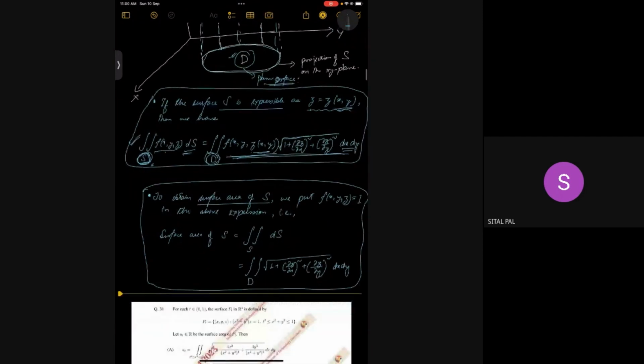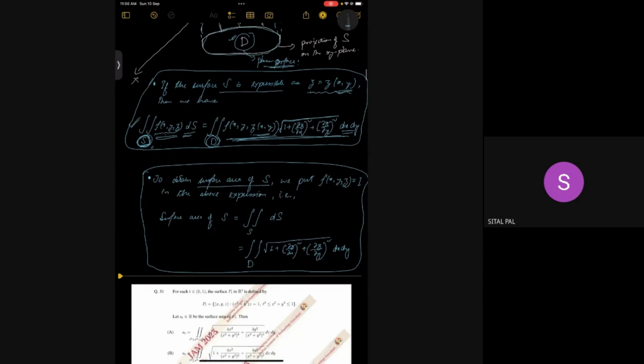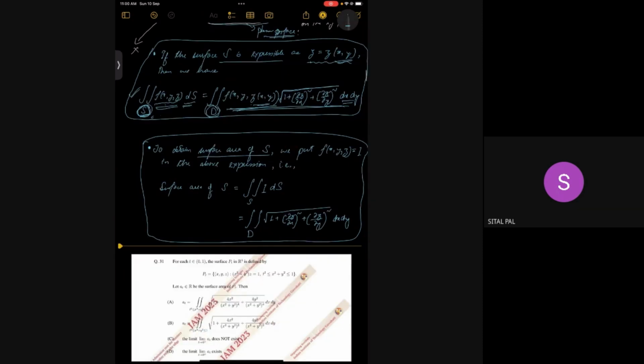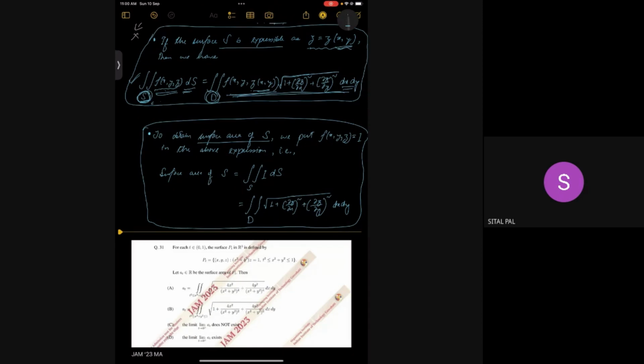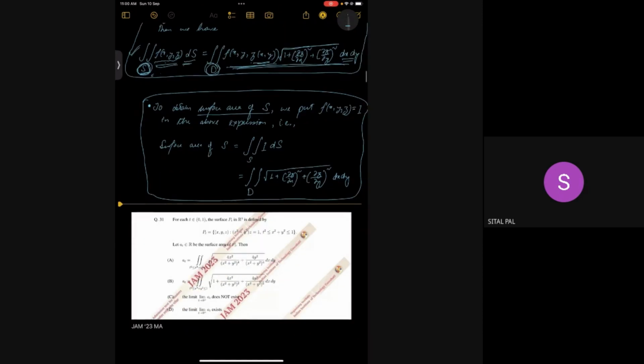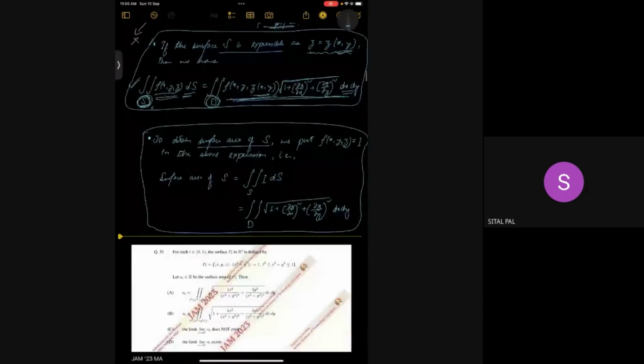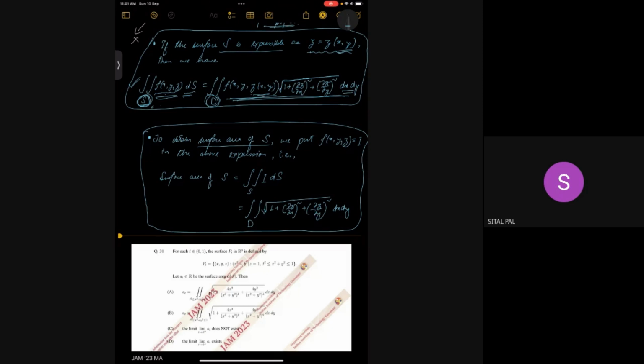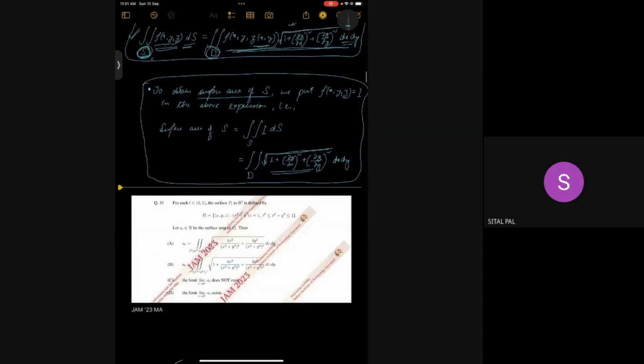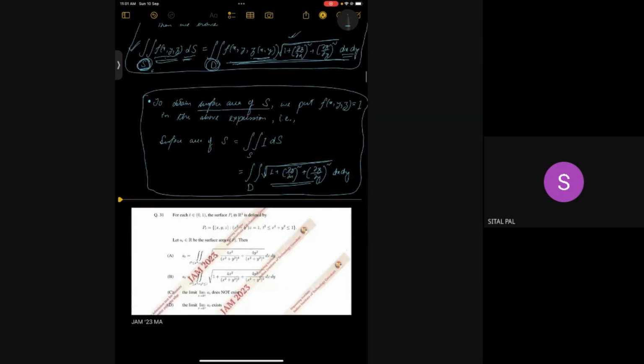Just substitute 1 in place of f. So the surface area is nothing but the double integral of 1 over dS, and like usual, if you project the surface S on the xy plane, you get a D, and just find the double integral. This is coming from this equation. Is it clear, guys? How we find a surface area?